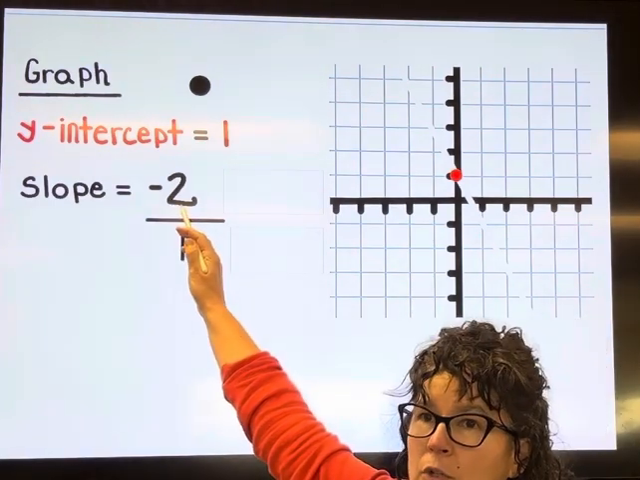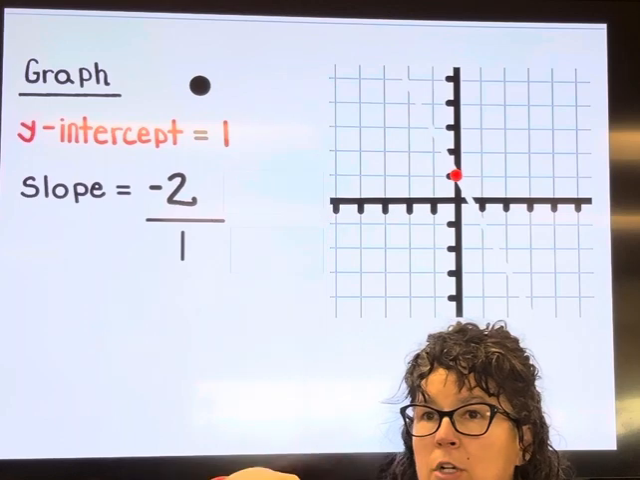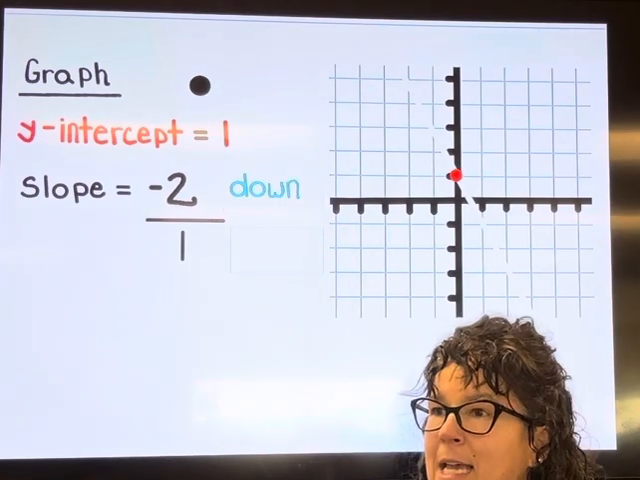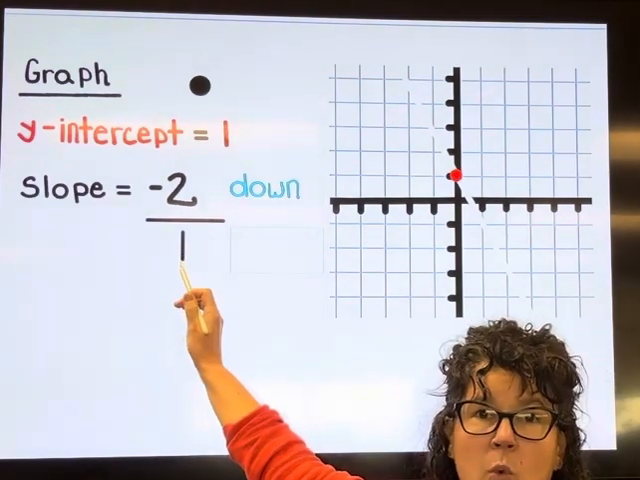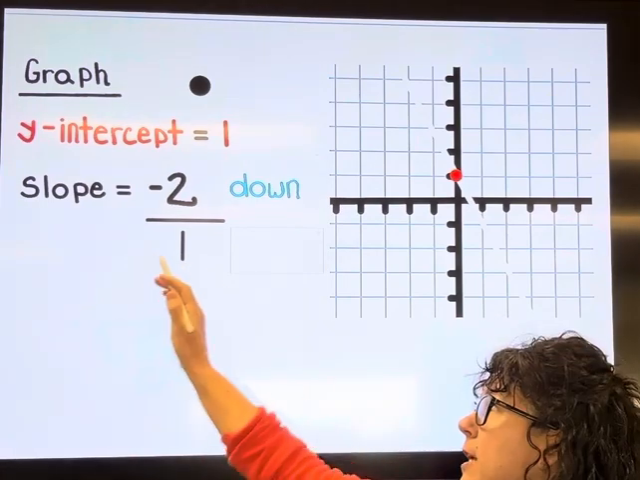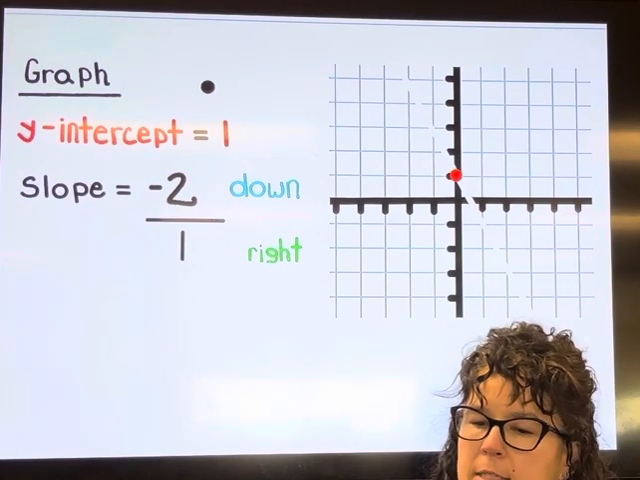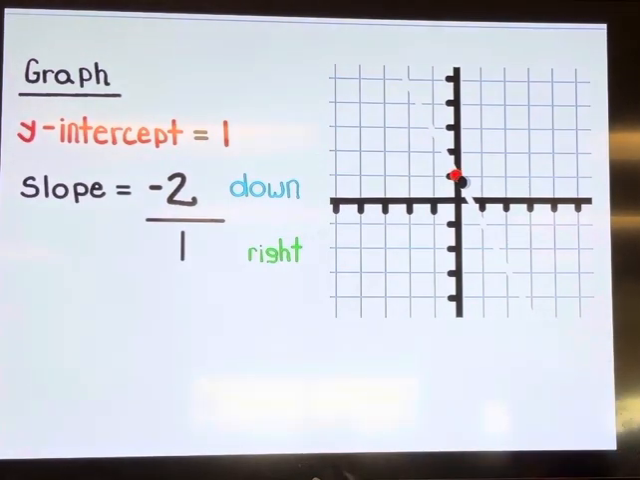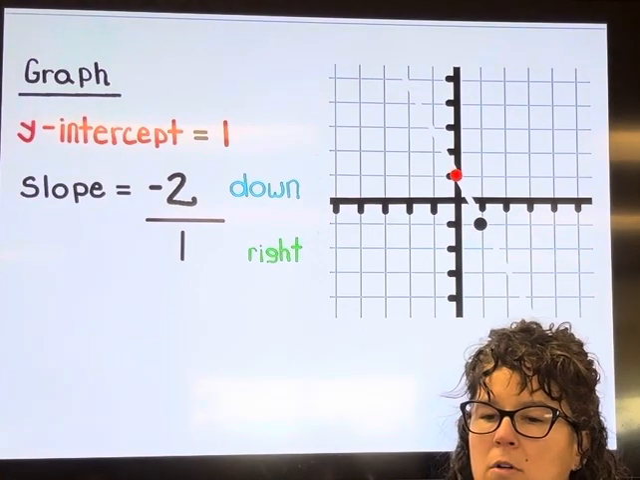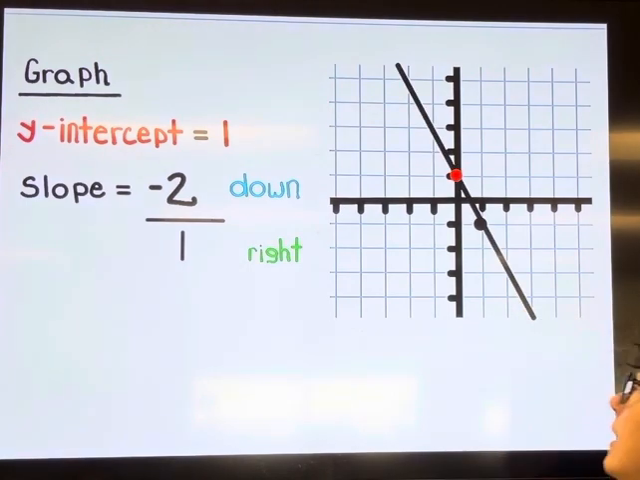Rise -2, like a helicopter. So negative is going to take me down. Run +1. I'm running right or left, and positive moves me right. So let's grab this point. We're going to begin there at 1, and then from that point, I'm going to rise -2, so down 2, and then run 1, right 1, and now I can connect the dots and I've graphed my line.